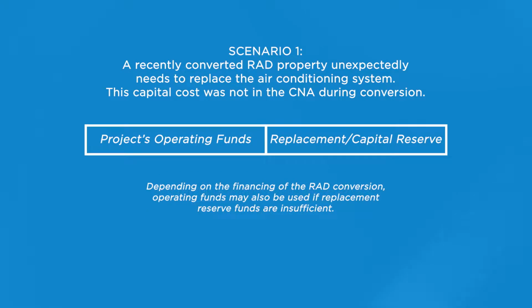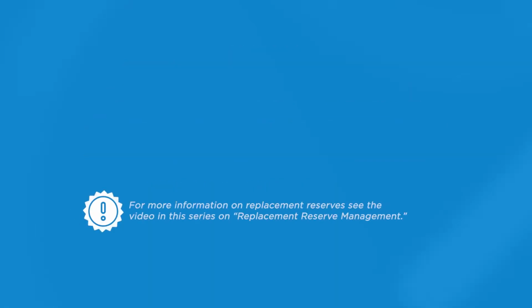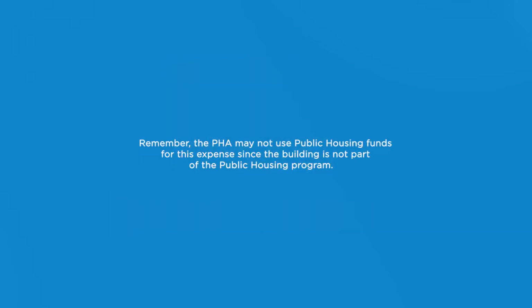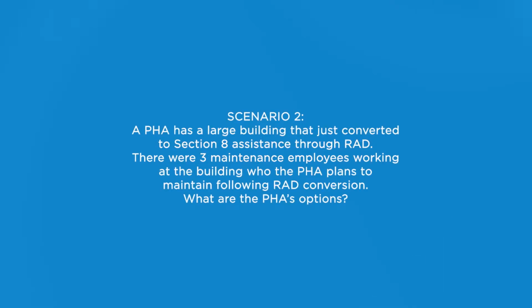Depending on the financing of the RAD conversion, operating funds may also be used if replacement reserve funds are insufficient. For more information on replacement reserves, see the video in this series on replacement reserve management. Remember, the PHA may not use public housing funds for this expense since the building is not part of the public housing program.